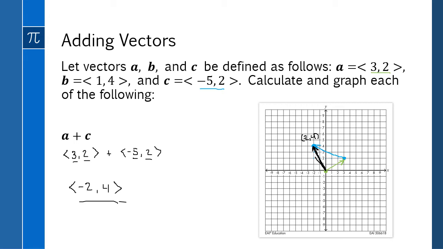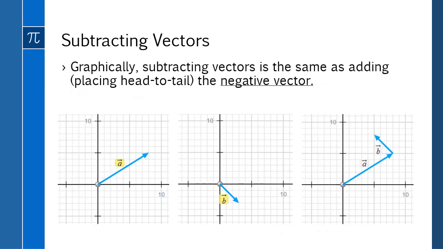So that is how you would add vectors. Graphically speaking, you put them tail to head, one after the other. Computationally speaking, you just add up the x-coordinates and add up the y-coordinates. Subtracting vectors is not much more complicated. Subtraction, you could think of it as adding a negative.